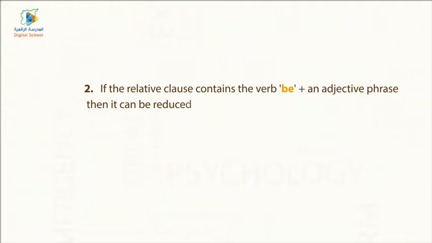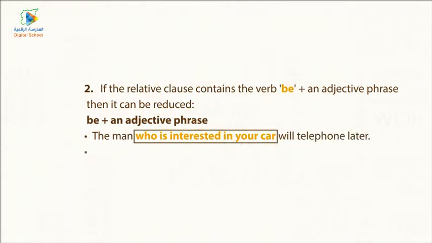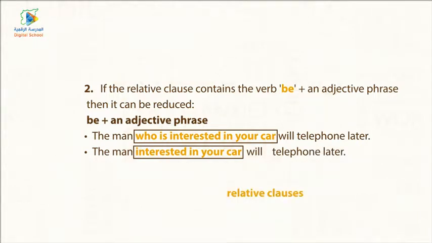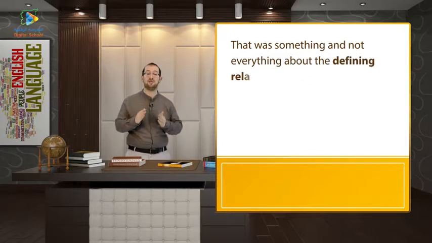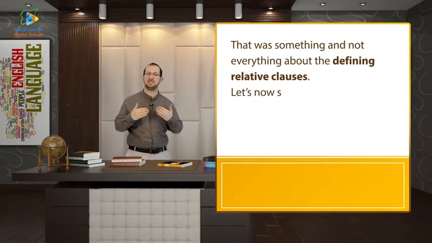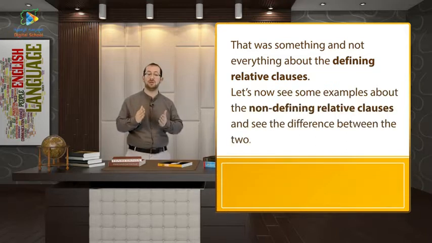If the relative clause contains the verb be plus an adjective phrase, then it can be reduced. Be plus an adjective phrase. The man who is interested in your car will telephone later. The man interested in your car will telephone later. That was something, and not everything, about the defining relative clauses. Let's now see some examples about the non-defining relative clauses and see the differences between the two.